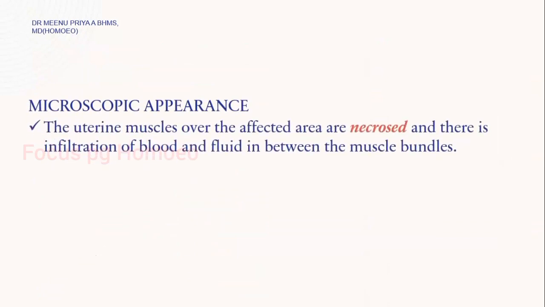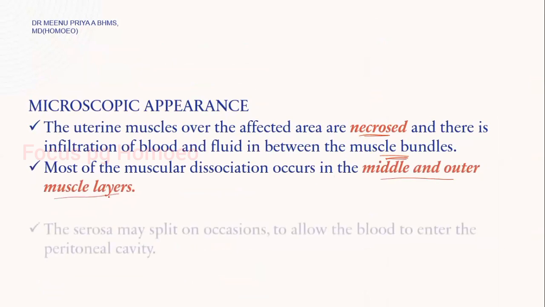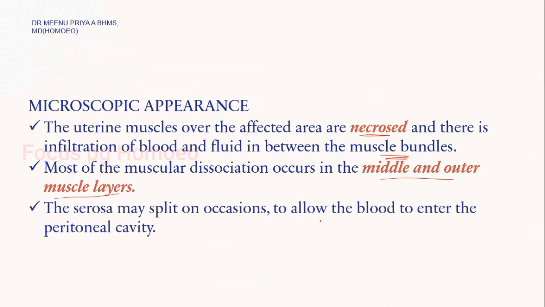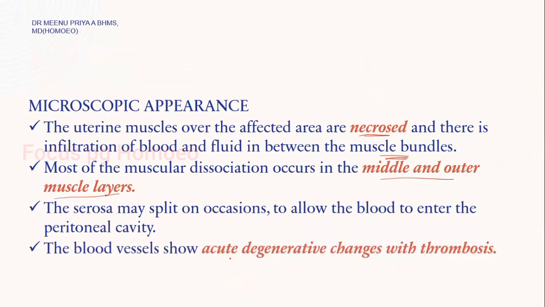Next, microscopic appearance of the uterine muscles. Uterine muscles over the affected area are necrosed, and there is infiltration of blood and fluid in between the muscle bundles because it is reaching till the serosa part of the uterus, and most of the muscular dissociation occurs with middle and outer muscle layers. Serosa may split on occasions to allow the blood to enter into the peritoneal cavity, and that is why free blood is found in the peritoneal cavity in few cases. The blood vessels show acute degenerative changes with thrombosis.